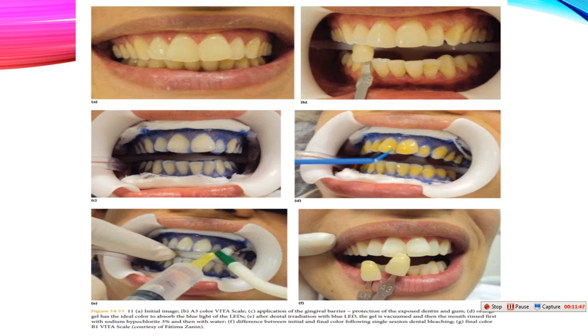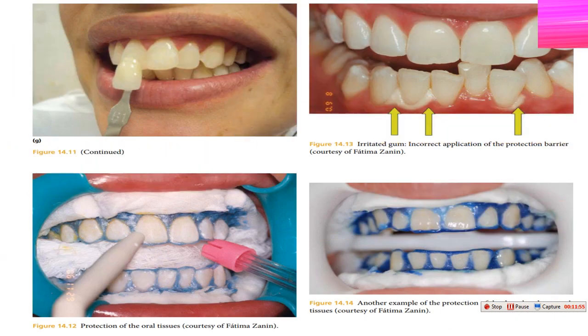We must remember to cover the gum with a gum barrier to prevent postoperative sensitivity to the gum tissue, as seen in this picture. This is irritation of gum tissue because of improper use of the gum barrier, not using the gum barrier in this area. To prevent this irritation, we must use a gum barrier in the bleaching process.